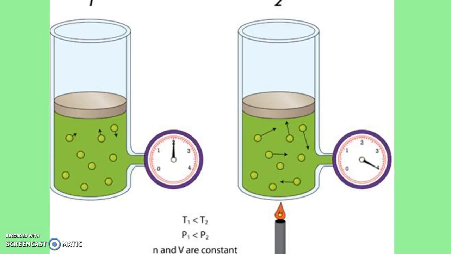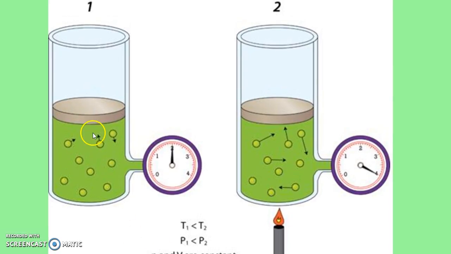One last one here. Now we have a container, and it's kept at a constant volume. There are gas particles in here. Right now you can see the pressure is at 2, and if we increase the temperature, what happens to the pressure? We see that it doubles. So as temperature increases, so does pressure.